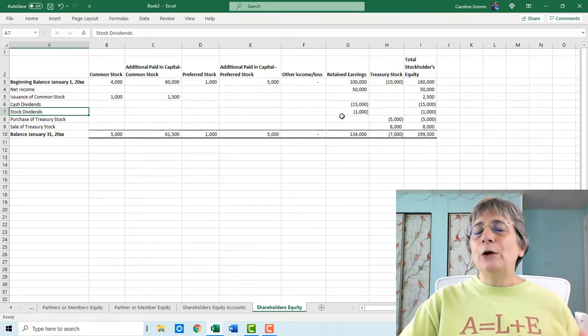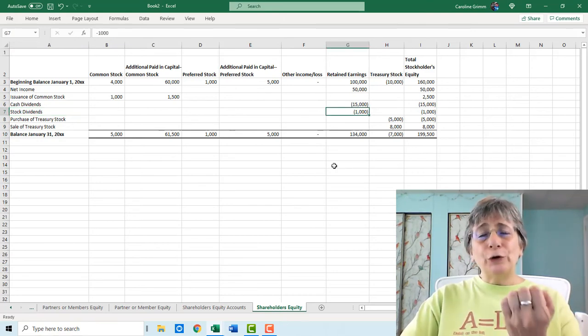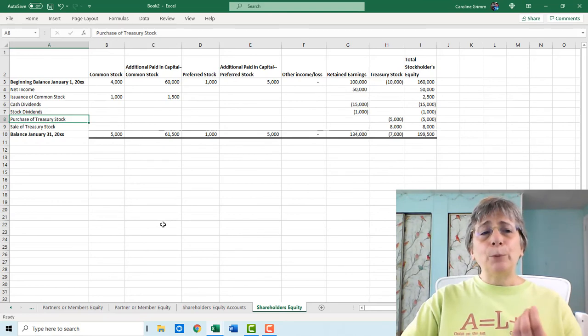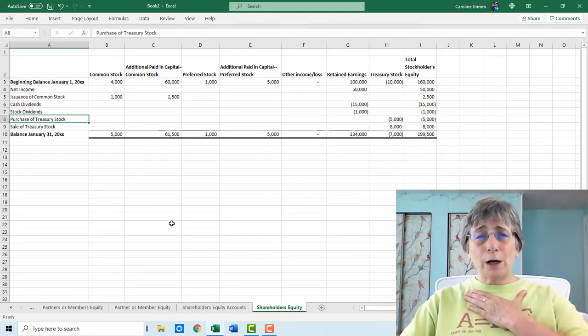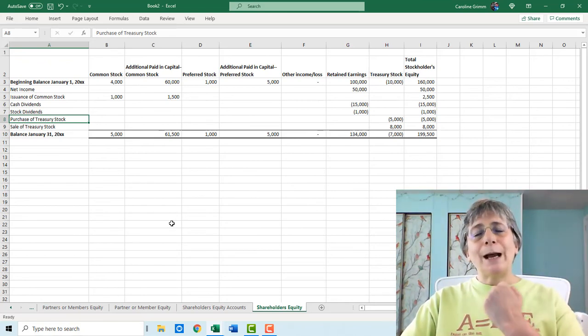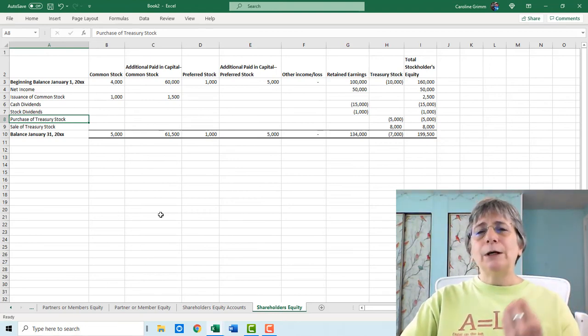And then let's say we also had a stock dividend. Owners are taking a withdrawal, but they're taking it in the form of stock. So we're reducing our retained earnings by that amount. And then we also had a purchase of treasury stock. So treasury stock is our company stock that we've previously sold, and then we purchased it back and we're holding it in our business. This is a contra equity account.